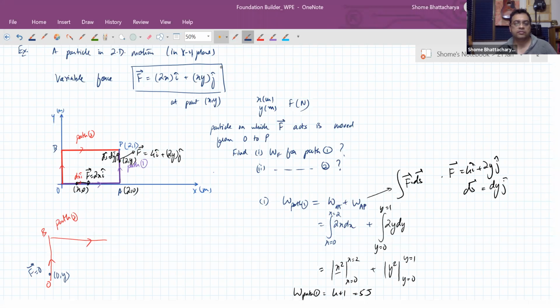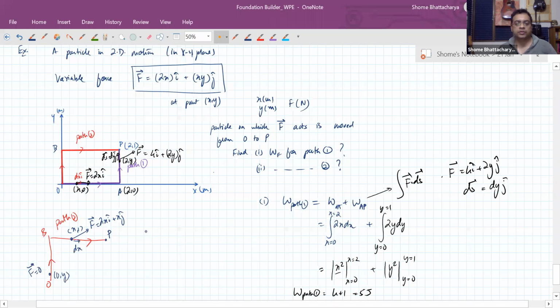Then when you're going from B to P, at this point over here, now you're at a point like this. What will its coordinate be? The y coordinate is fixed at 1 and the x coordinate is varying. So you will have some force which will be given by 2x i cap plus x j cap. But now your displacement is going to be along the x axis. It's going to be dx.